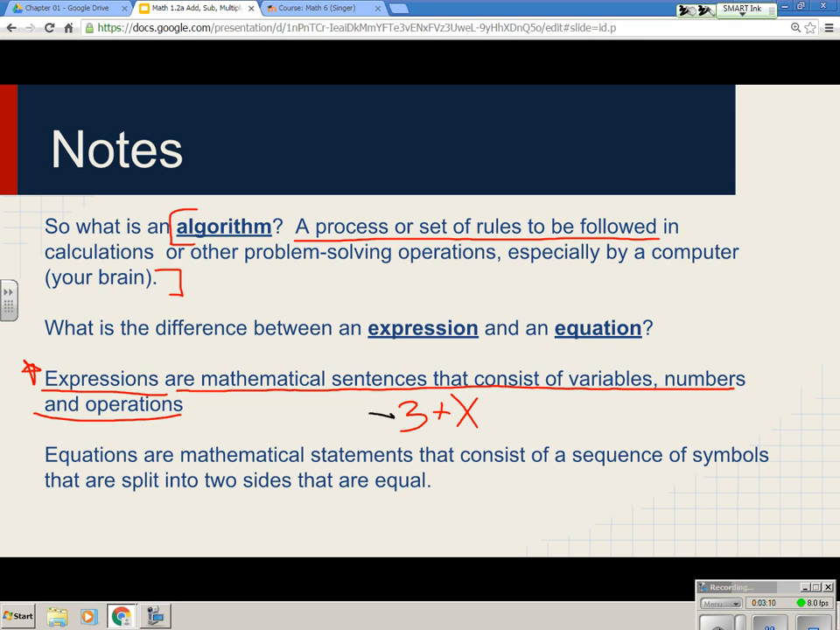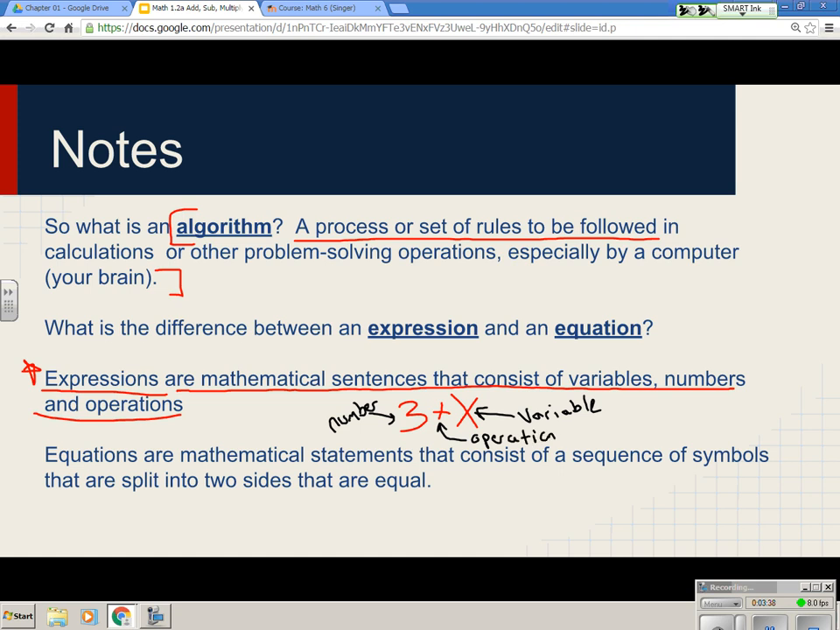Well, the 3 is an example of a number. And you're probably like, well, duh, I know that. Okay, I got to make sure you understand this stuff. X, we call this a variable, because x can be any number that needs to be there to make the sentence correct. And what do we call the plus symbol? Well, this is one of the operations.